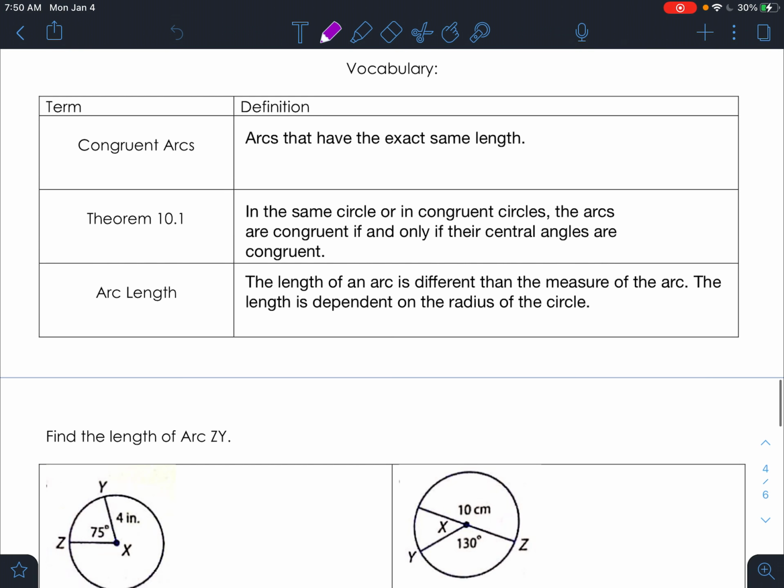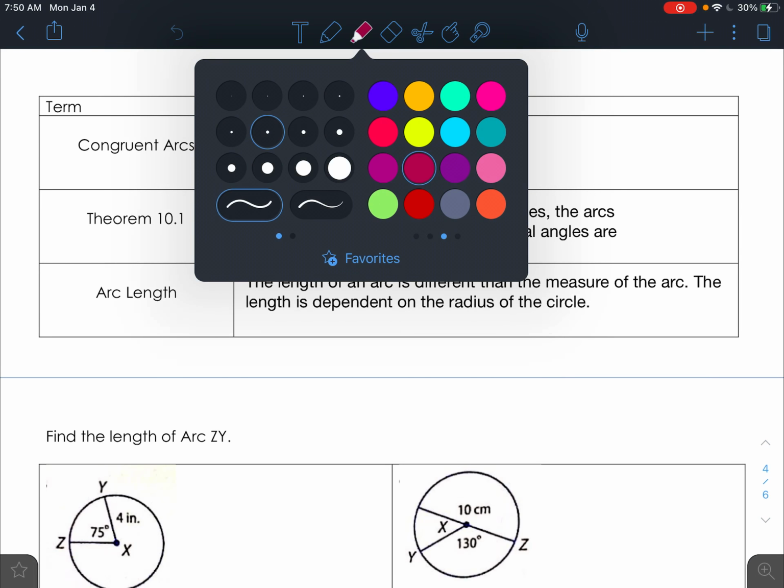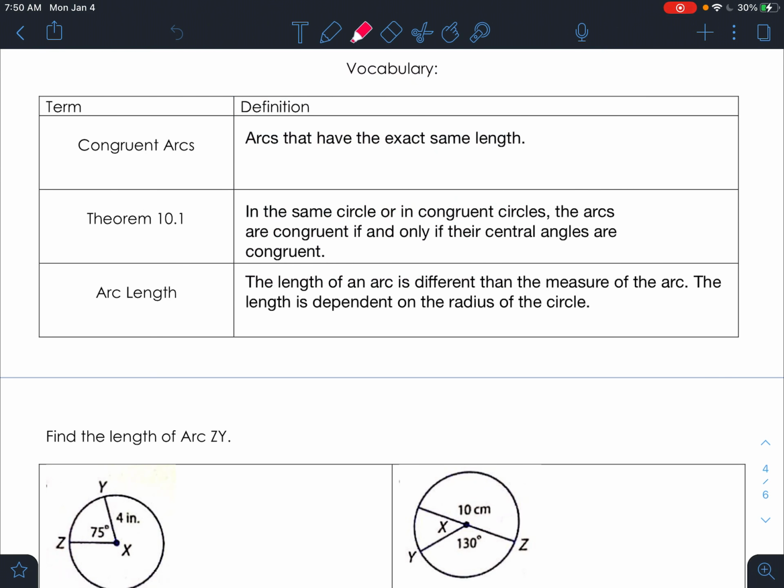So our last set of vocab is congruent arcs, all right? And I want you to pay really close attention to what this one is saying. Congruent arcs are arcs that have the exact same length. And there's a key word in here, which is length, because what we've been talking about so far is the measure of arcs. So it says arcs that have the exact same length.